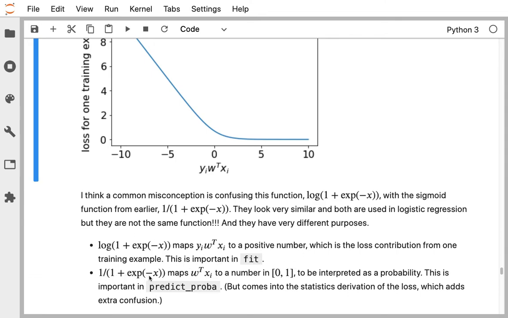The other one, 1 over that thing, maps the raw model output, there's no y here, to a number in 0, 1 to be interpreted as a probability, and this is used in the prediction phase to predict a probability. And indeed, notice this one doesn't involve y, because when you call predict, you only use the coefficients and x, right? You don't use y when making a prediction, you only use y during training, so it makes sense that this one is used in something involving y and has something to do with fitting, and this has something not involving y and has something to do with predicting.